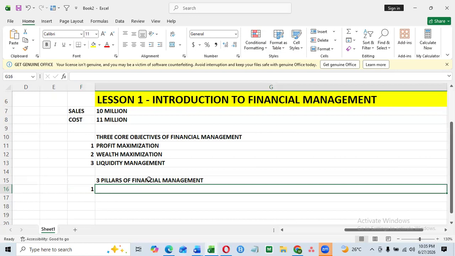Pillar number one is investment decisions. This is what we also refer to as capital budgeting. Now, this first pillar is where should a business put its money. That's majorly what it's about. Anytime you hear about investment decision, even in financial modeling, you're concerned with where this business should put its money.